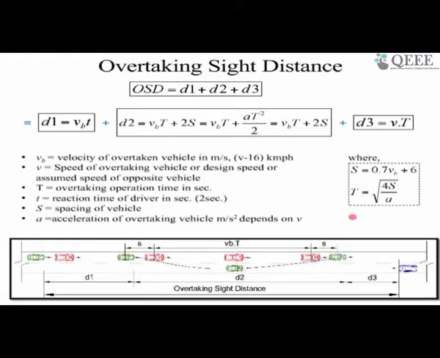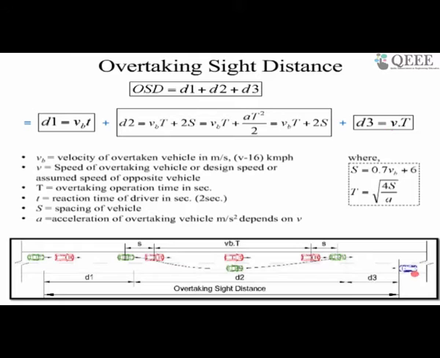Based on this spacing and the acceleration rate, the total time to complete this is capital T. Capital T is estimated by this formula: square root of 4S by A. So we know T and we know S from these two formulas, and then definitely we can calculate D2. Once we calculate D2, we then need to calculate D3.